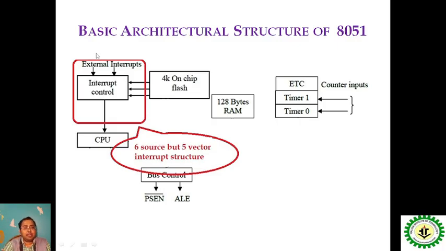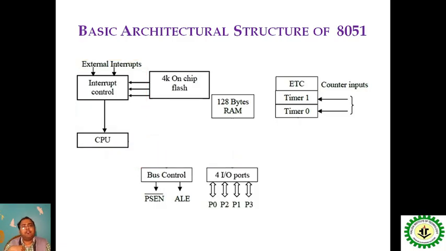That's why, in these external interrupt sections, you can observe that two arrows are there. So that signifies that this 8051 structure supports two external interrupts. Okay.